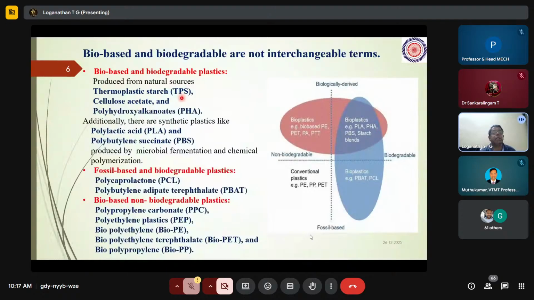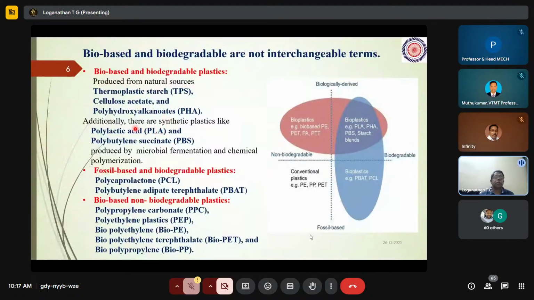We can take that and synthesize it, and we can take the plastic out of it. Cellulose acetate, polyhydroxyalkanoates. These are all produced from nature, and it is biodegradable. So it means that you can forget about the end-of-life problem. You can throw it into the environment, nothing will happen. And other synthetic plastics are PLA and polybutylene succinate. These two are produced by synthetic processes, but they are also environmentally friendly.